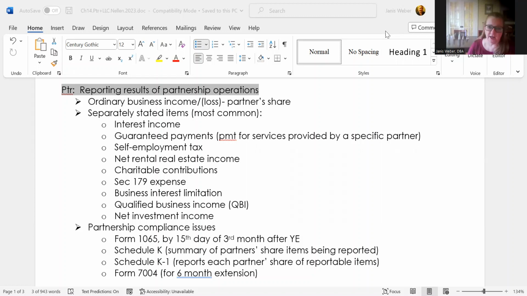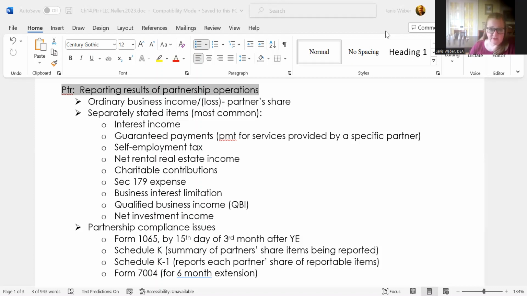And then there's another line item that's going to be separately stated, which is net rental real estate income. So basically, you would not show on the first page of the 1065 all the revenue and all the expenses related to rental property. You would show a line item for net rental real estate that would go as a separate state instead of part of their ordinary income. And then charitable contributions similarly are not deducted on the face of the return. They're deducted as a separate line item and pushed through the Schedule K.